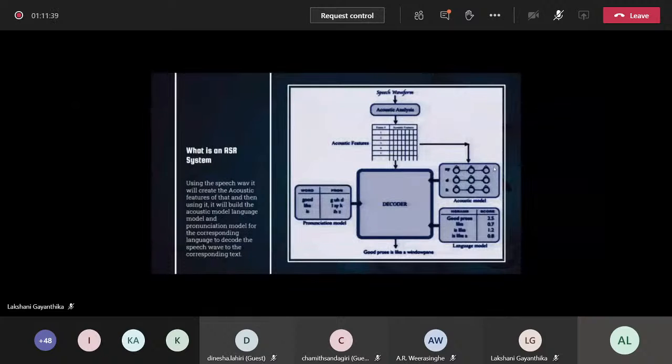This is the acoustic model of the ASR system, and we need two other models to create the ASR system. They are the pronunciation model and the language model. The pronunciation model is the mapping of words with the corresponding phoneme sequence. The language model is a probability distribution over sequences of words. We need these three models to make such an ASR system.